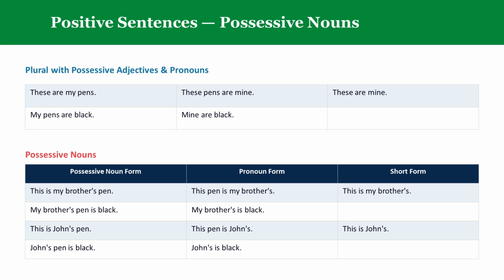Now, let us look at possessive nouns in positive sentences. We say, this is my brother's pen. Using the pronoun form, this pen is my brother's, or simply, this is my brother's. We can also describe it by saying, my brother's pen is black, which becomes, my brother's is black. The same pattern works with names. This is John's pen becomes, this pen is John's, or this is John's. And John's pen is black, becomes John's is black.